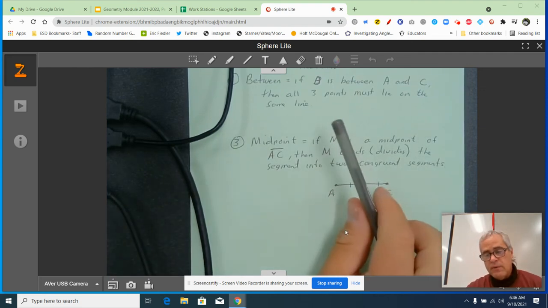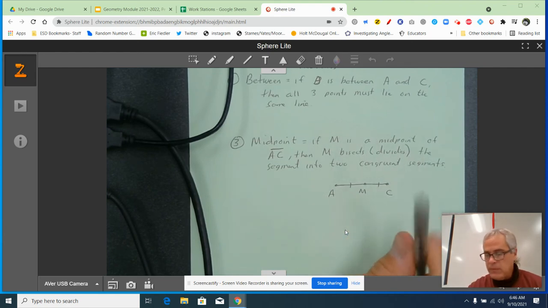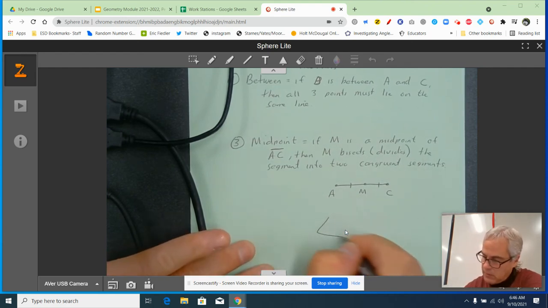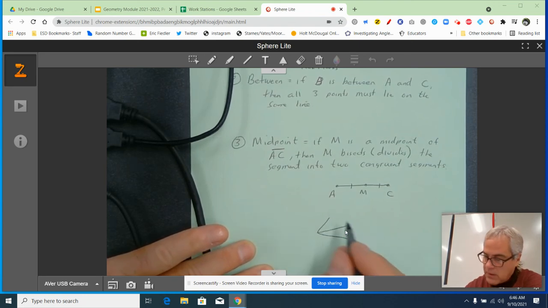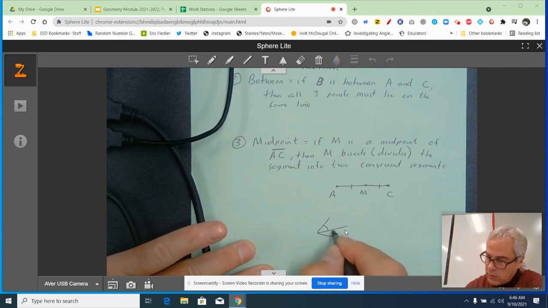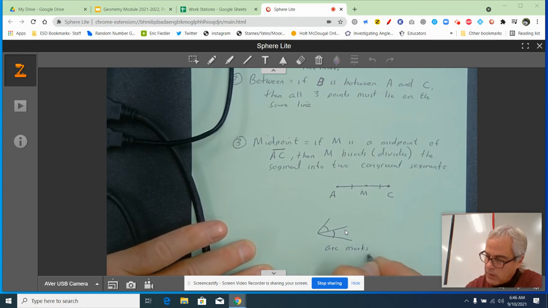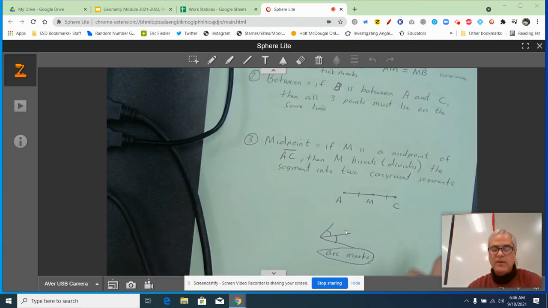Later, we'll also see a term called angle bisector. Here's an example of that. Here's an angle. An angle bisector would look like this. Goes right through the middle. And I'll tell you, just in advance, to show angles are congruent, which means they have the same measure, use what's called arc marks. We're not ready for that just yet. We will be seeing that next week, just so you know.